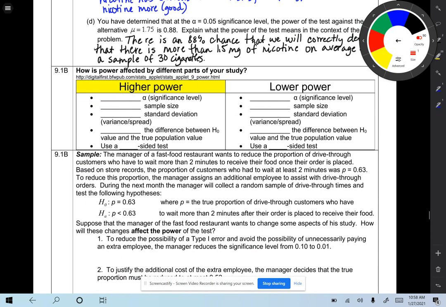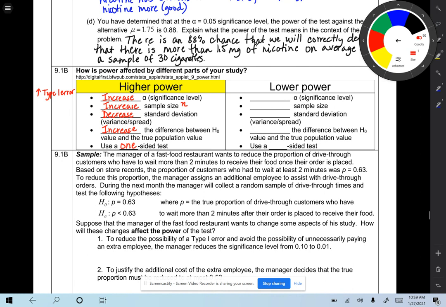How is power affected by different parts of your study? So, in order to achieve higher power, you can increase your significance level. When you increase your significance level, you do increase your type 1 error. But you decrease the type 2 probability. Okay. And then another way to have a higher power is increasing your sample size. Decreasing standard deviation. Increasing the difference between H0 value and the true population value. And using a one-sided test.